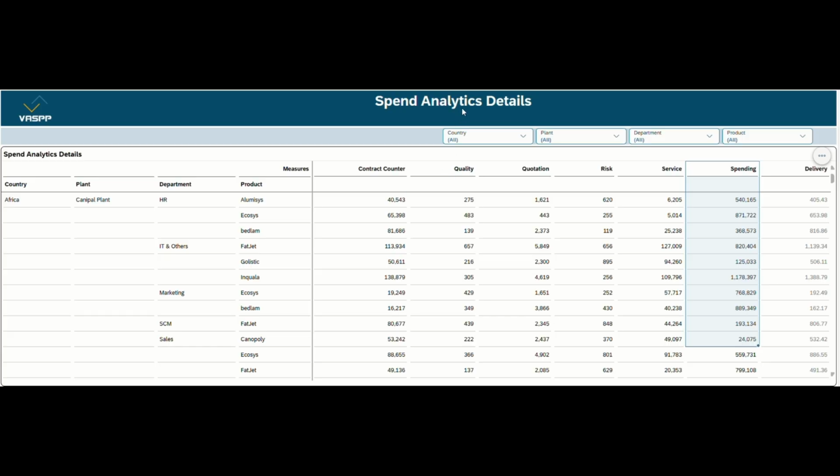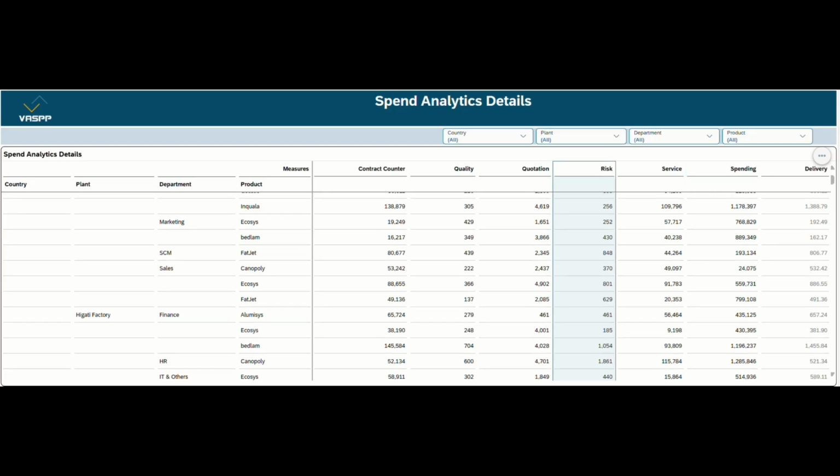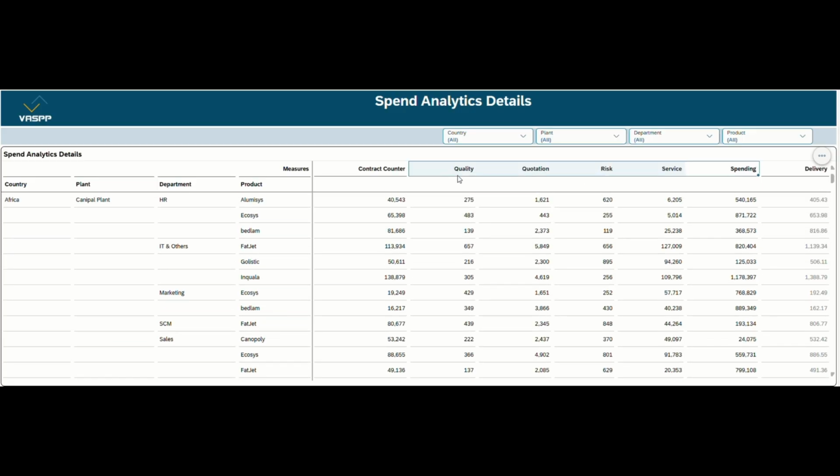Then, risk management. Risk metrics aren't just numbers, they're early warning signs. When you can monitor spend, quality, and risk together, you can quickly spot patterns, like a product that's consistently delayed or a supplier with quality issues, and take action before it disrupts your operations.